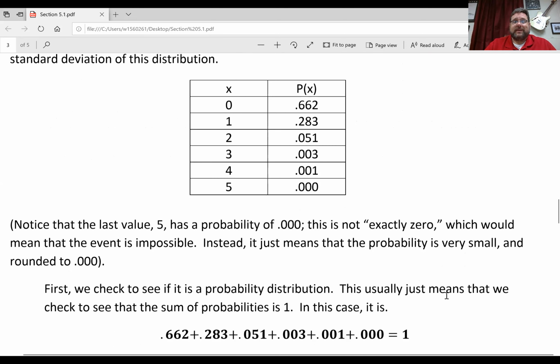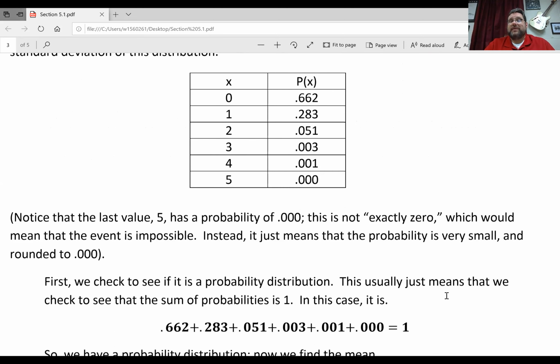And the third thing is that all of the probabilities have to add to 1. So if you look at this column right here, the P of X, come down to the bottom of the screen, I added these up: 0.662 plus 0.283 plus 0.051 plus 0.003 plus 0.001 plus 0.000 equals 1. So yes, it comes out. This is, in fact, a probability distribution. So it makes sense to talk about its mean and its standard deviation.